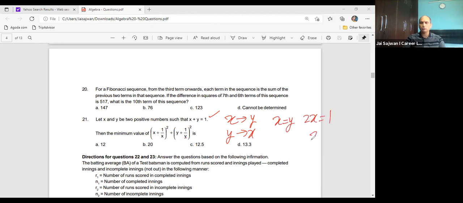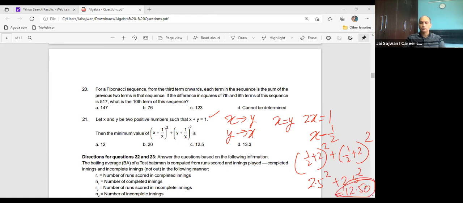I'll say 2x is equal to 1, x is equal to half. So I'll say it is half plus reciprocal of that, 2, whole square. This is half plus reciprocal of that, whole square. That is 2.5 square plus 2.5 square, 6.25 plus 6.25 is 12.50. So my answer comes out to be 12.50. Is it fine? This is the easier version.